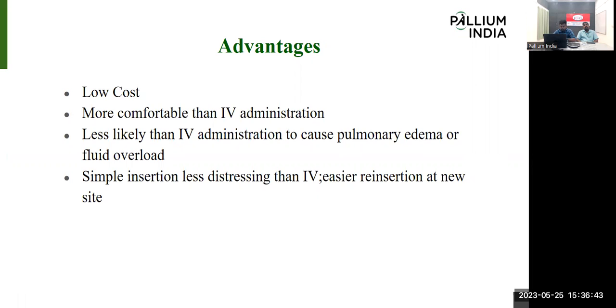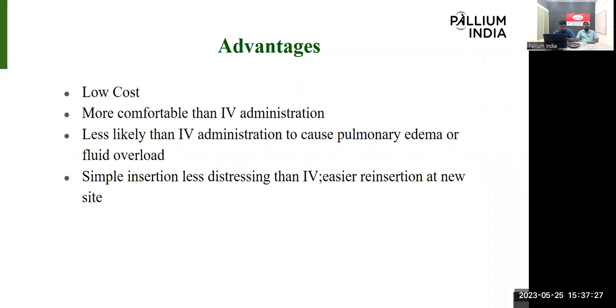In the subcutaneous route there is no involvement of the circulatory system. Whatever we inject at the subcutaneous site collects in the subcutaneous space and gradually is released and absorbed into the body spaces. So there is no involvement of the circulatory system, and no complications like pulmonary edema or fluid overload will happen. Then insertion is also very comfortable for the patient, and reinsertion is also very easy for the staff and the patient.